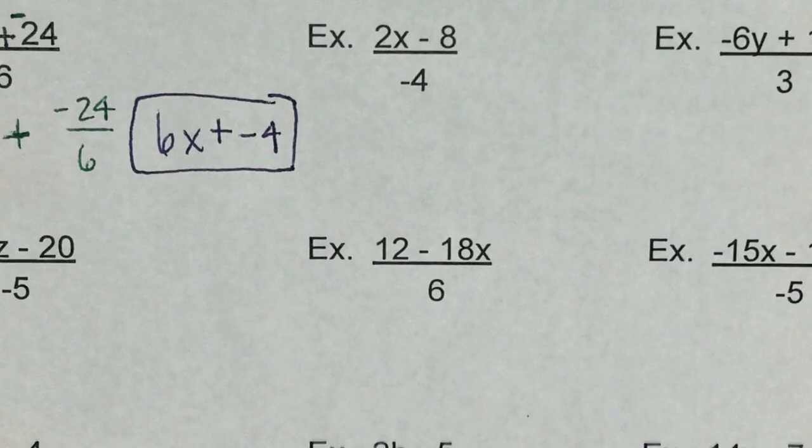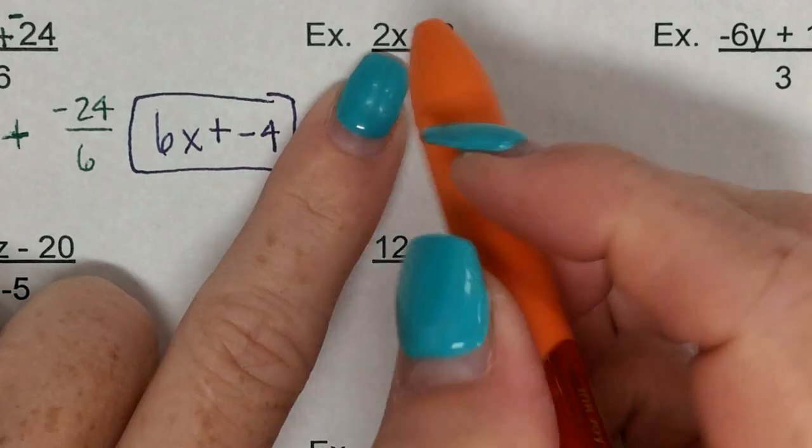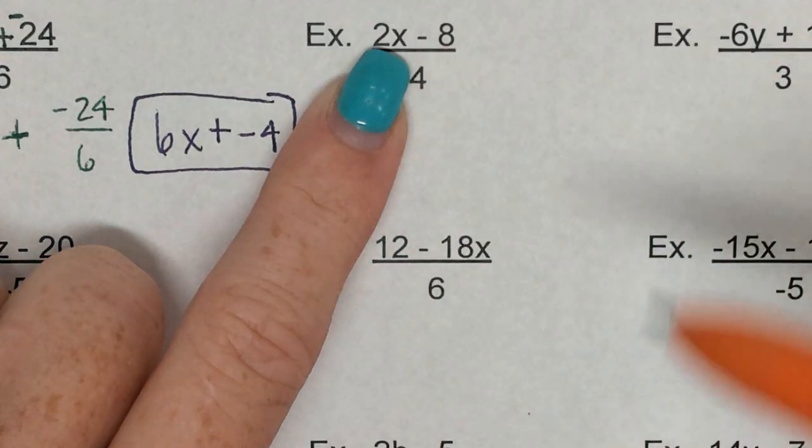Okay, I'm going to say it again. When you have an expression and the whole thing is being divided by a number, you're going to separate it into terms and divide each term by that number. Okay? But what are we going to deal with first? So look at the second example. What do I need to deal with right here?